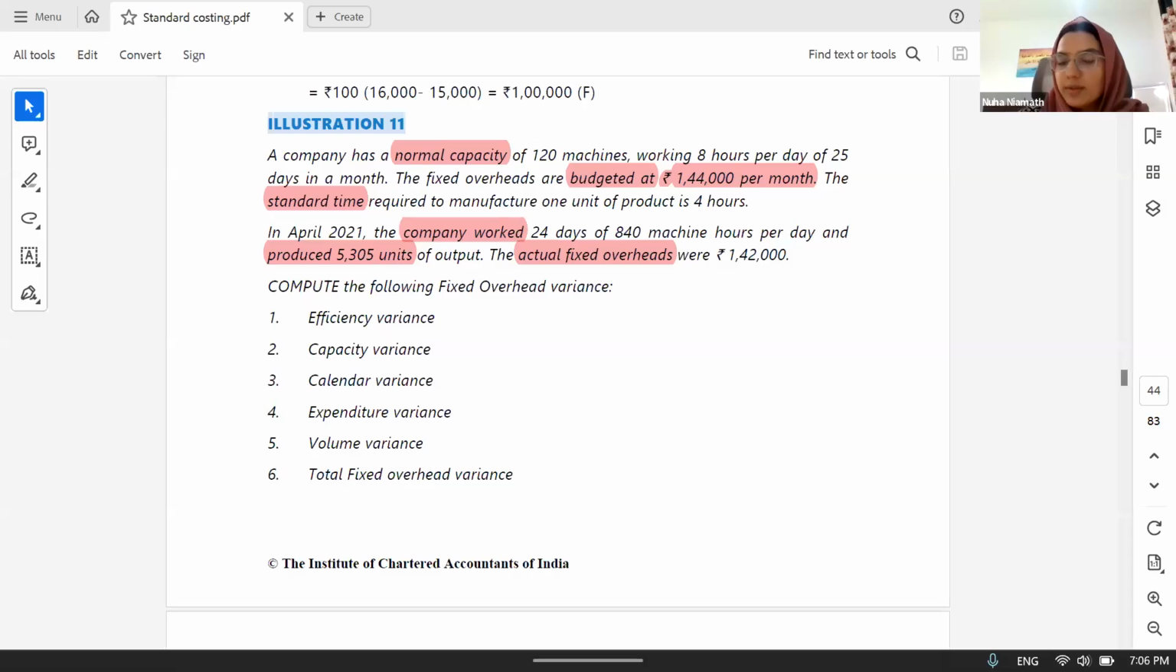Overhead cost variance. What is fixed overhead cost variance? Is it absorbed in actual, or is it budgeted in actual, or is it budgeted and absorbed? What is it?